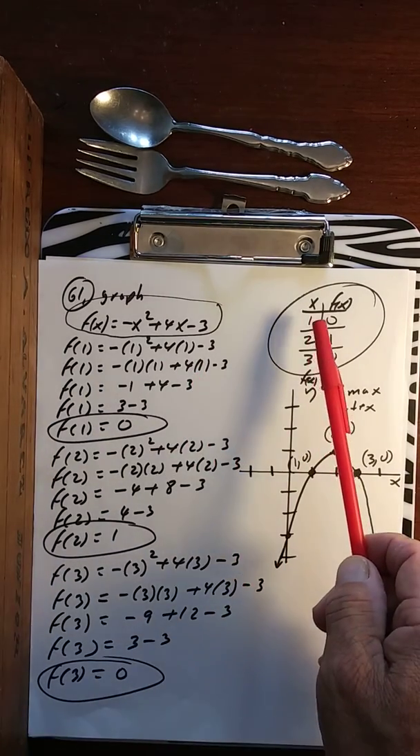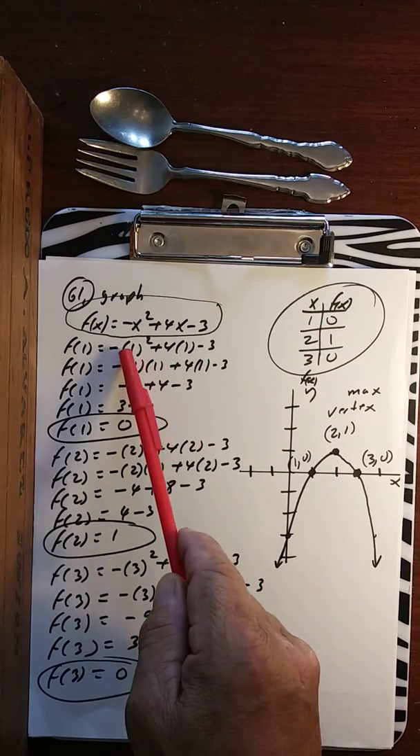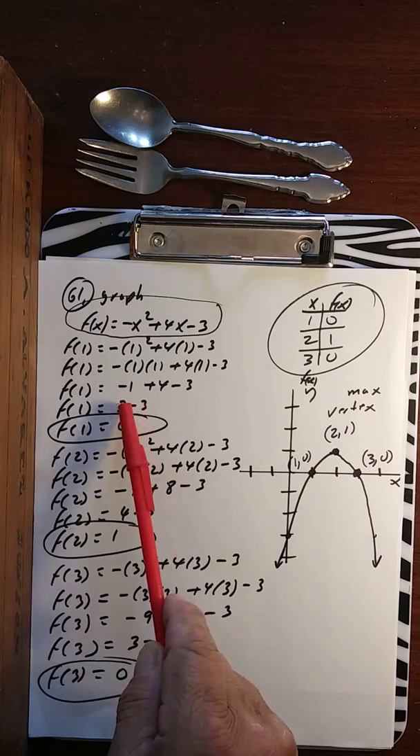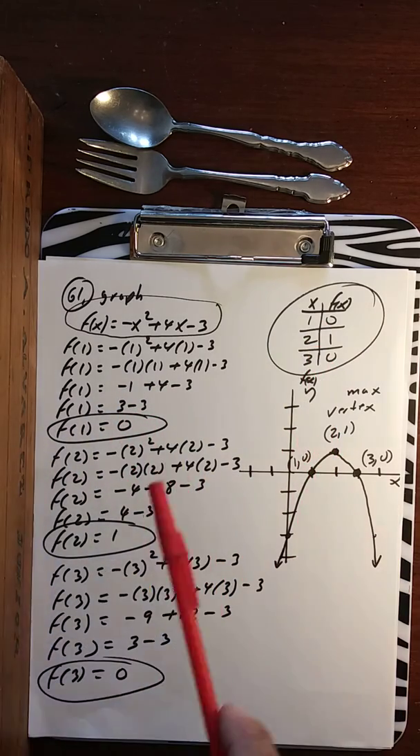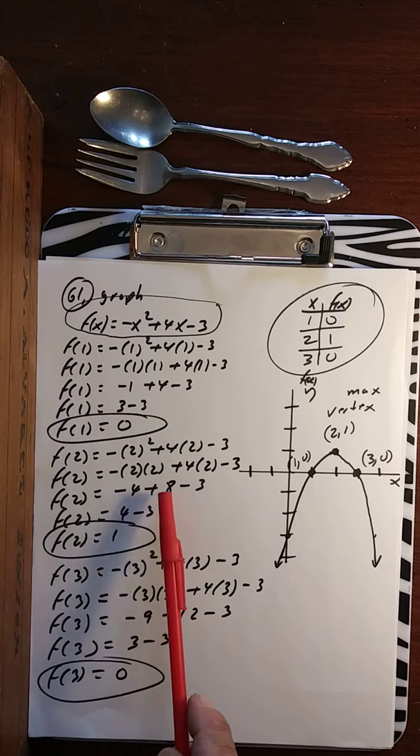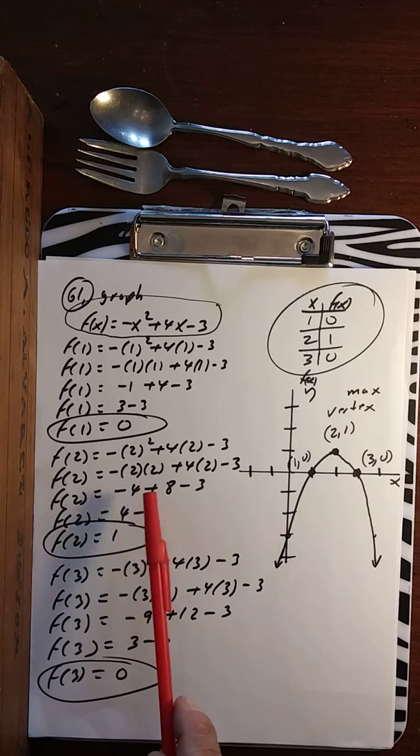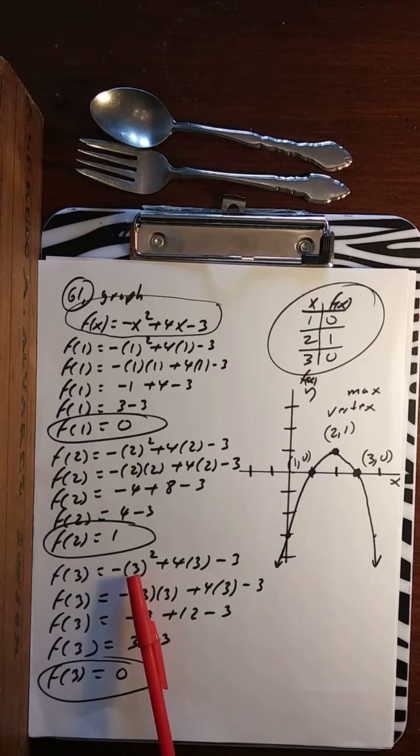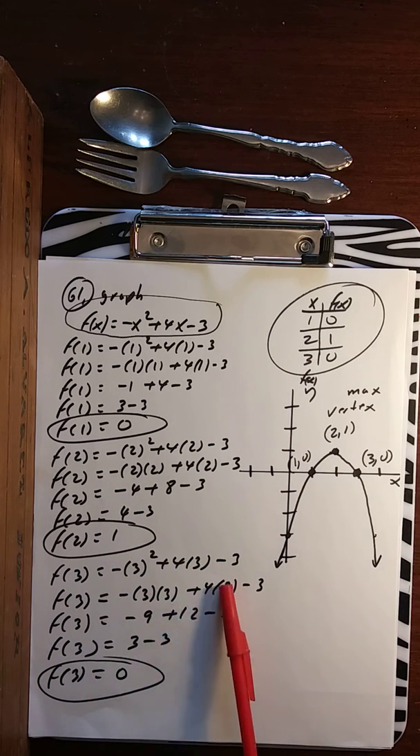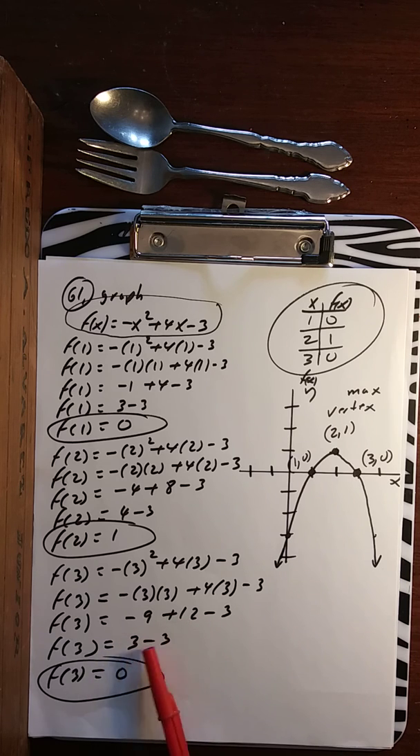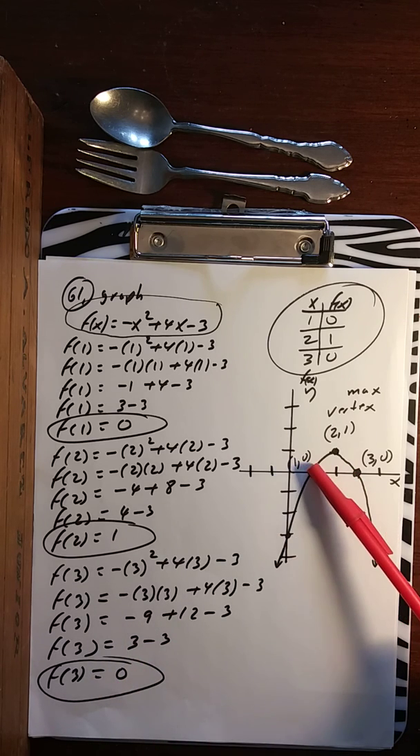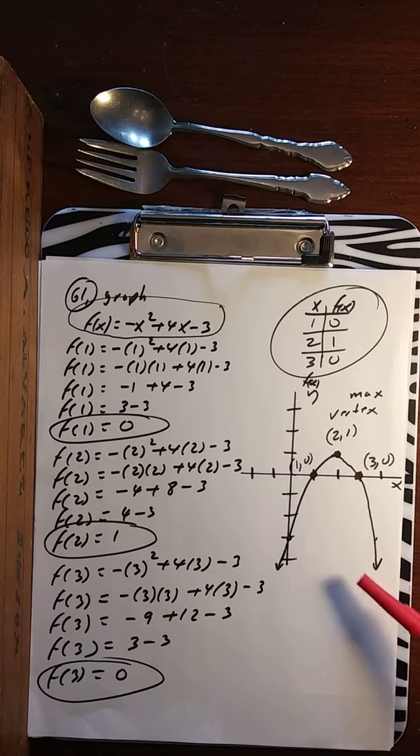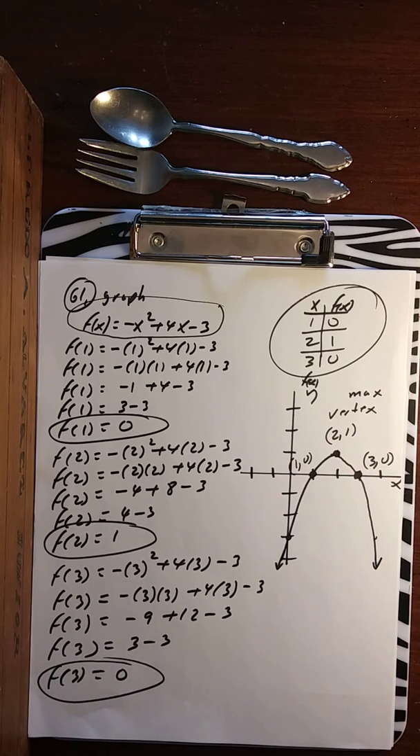Graph this. Same thing. I'm going to put 1, 2, 3. Just try those numbers. 1, put it in there. 1 times 1 is 1. 1 minus negative 1, and this is 4. That's going to be 3 minus 3 is 0 for that one. 2 in there. 2 times 2 is 4, and negative 8. 4 minus 8 plus 4 is 4, minus 3 is 1. And then 3 in there. That's going to be 9, minus 12, so that's 3 minus 3 is 0. So we have 1, 0; 2, 1; and 3, 0. And it's a parabola going this way with a max. This is a max. That's the vertex right there.